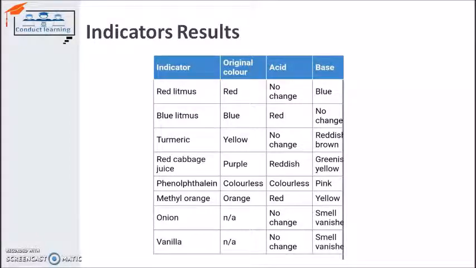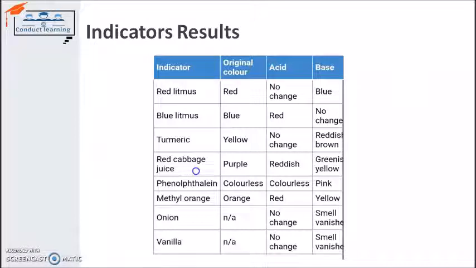Out of these, the top 6 indicators are used to check acids and bases with the help of change in colors. On the other hand, onion and vanilla are known as olfactory indicators. They are used to check acid and base solutions by smell.